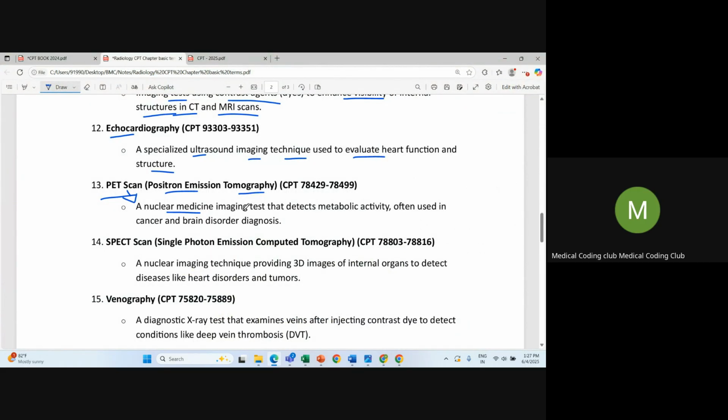PET scan is a nuclear medicine imaging test that detects metabolic activity, often used in cancer and brain disorder diagnosis. Next is SPECT. In the 2023 CPC exam they asked what SPECT is. SPECT stands for single photon emission computed tomography. It's a nuclear imaging technique providing 3D images of internal organs to detect diseases like heart disorders and tumors. So this will give you 3D images of the organ.